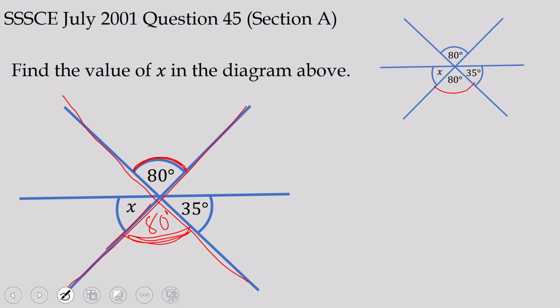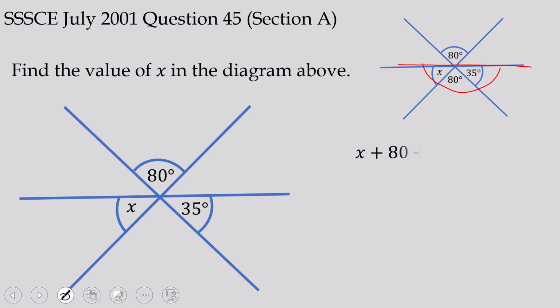So now that I have that angle to be 80, now I have a straight line. This is a straight line. And remember from the types of angles that angles on a straight line is equal to 180 degrees. So in other words, when I sum up these angles over here, I'm supposed to get 180. So when I add these angles, that is angles on a straight line, I'm supposed to get 180. So therefore, x plus 80 plus 35 is equal to 180.